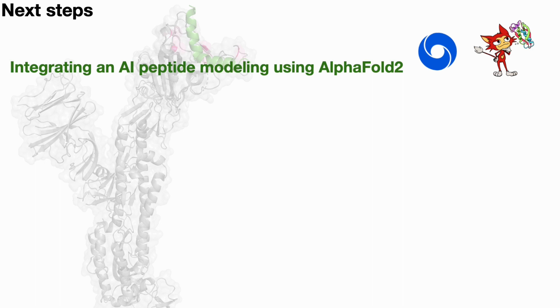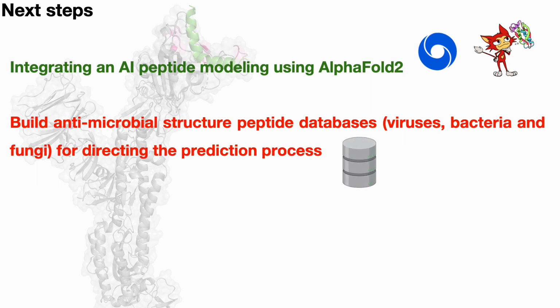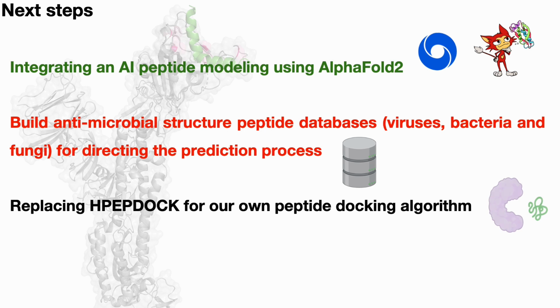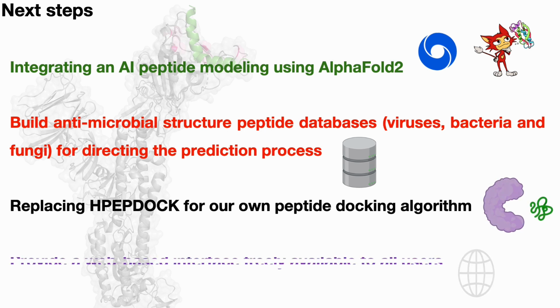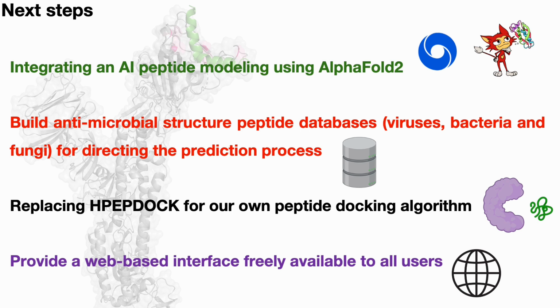In the next steps, we hope to integrate AI peptide modeling with AlphaFold 2, build an antimicrobial structure peptide database for viruses, bacteria, and fungi, replace HPEPDOCK with our own peptide docking algorithm, and provide a web-based interface freely available for all users.